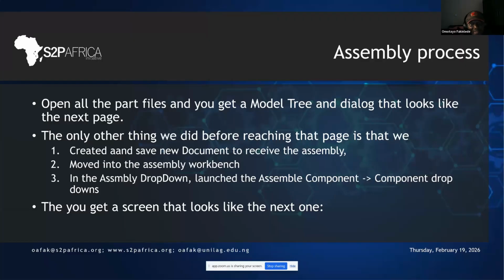So to get to the assembly, you can open all the files and get a model tree and dialog that looks like the next page. The only other thing we did before reaching this page is that we created and saved a new document to receive the assembly, and moved to the Assembly workbench. In the Assembly dropdown, launch the Assemble Component dropdown. I will show you how the thing looks, or maybe if I have the time or the disposition, I can just do it in this class. You get a screen that looks like the next one.